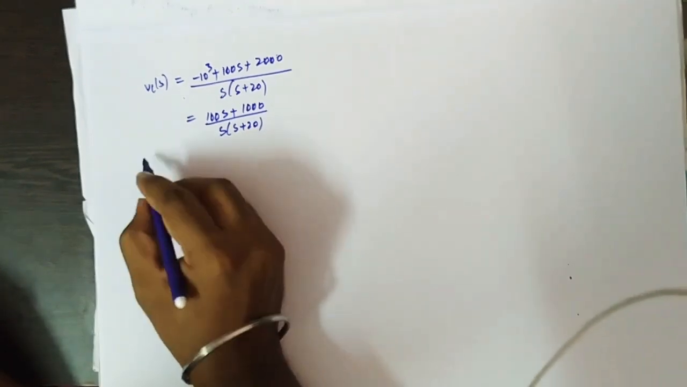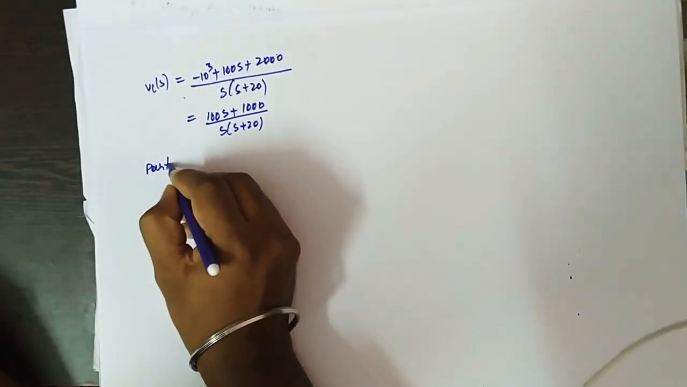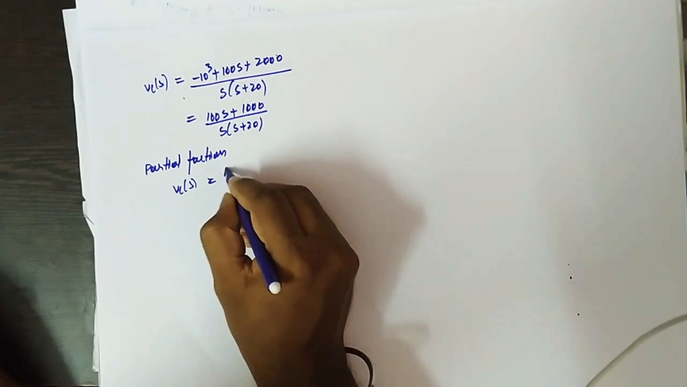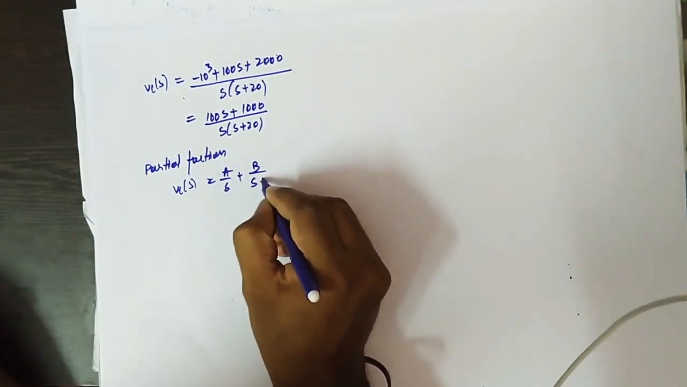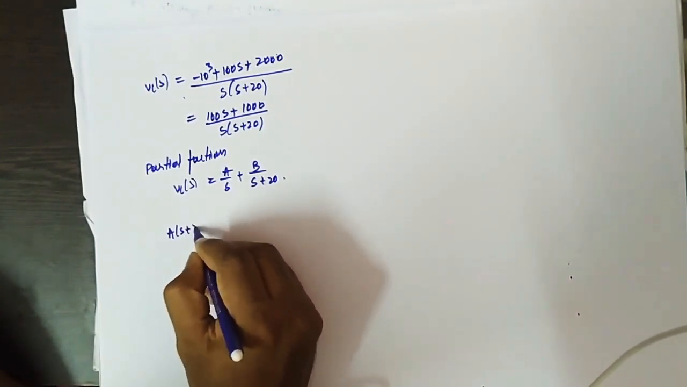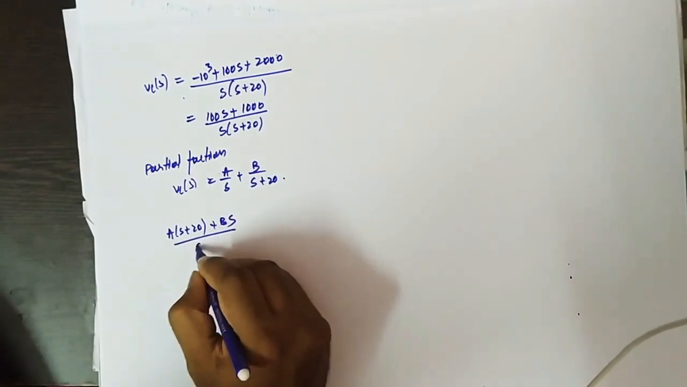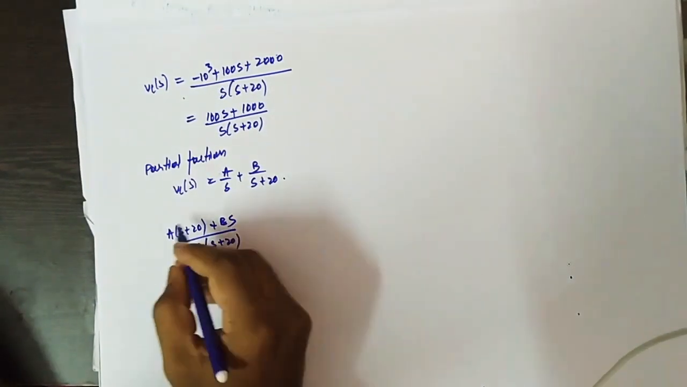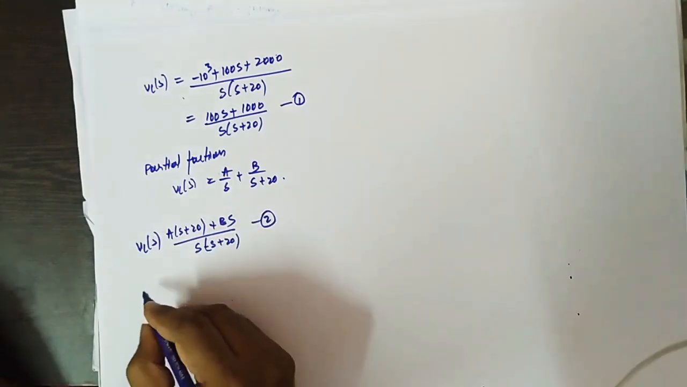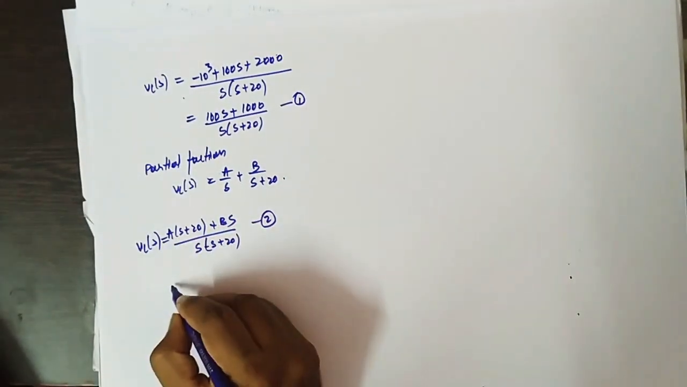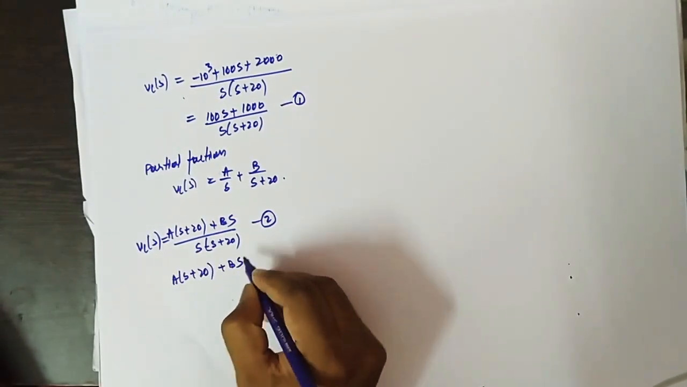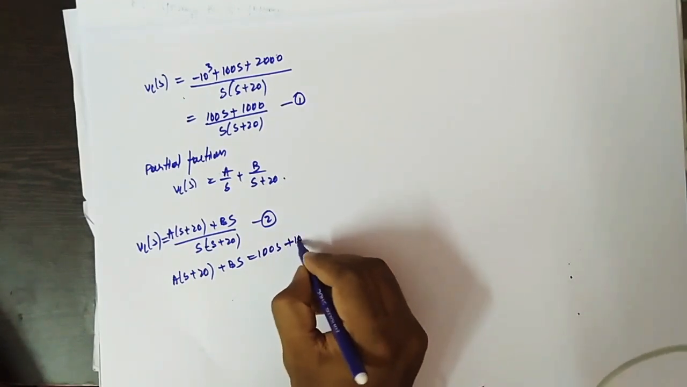So take the partial fraction of this. By partial fraction, the above equation can be turned into Vc of s equal to A by S plus B by S plus 20. Now take the LCM here: A of S plus 20 plus BS by S into S plus 20. Let us take this as equation 1 and this as equation 2. Comparing equation 1 and 2, comparing the numerator, A of S plus 20 plus BS equal to 100S plus 1000.